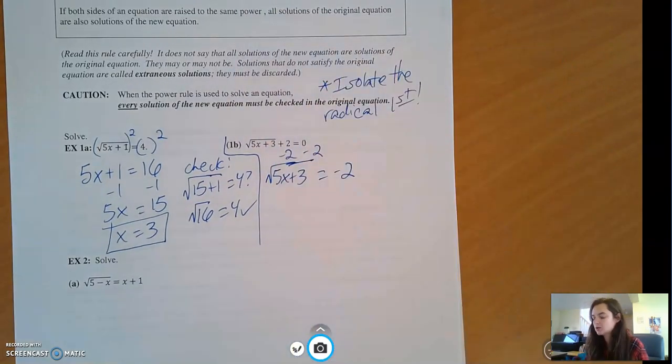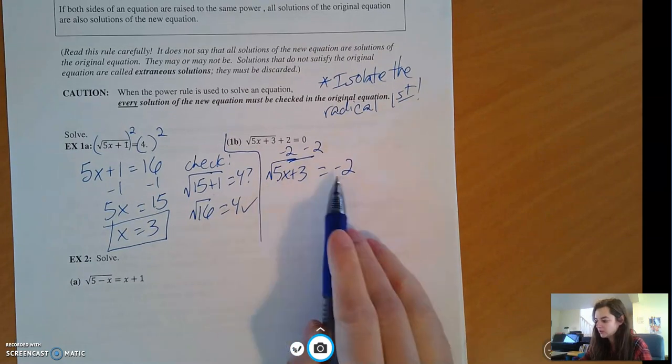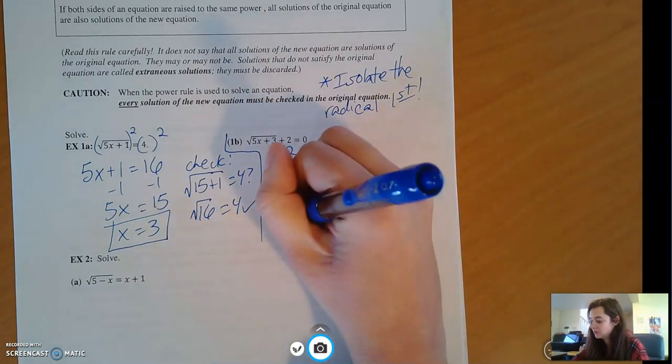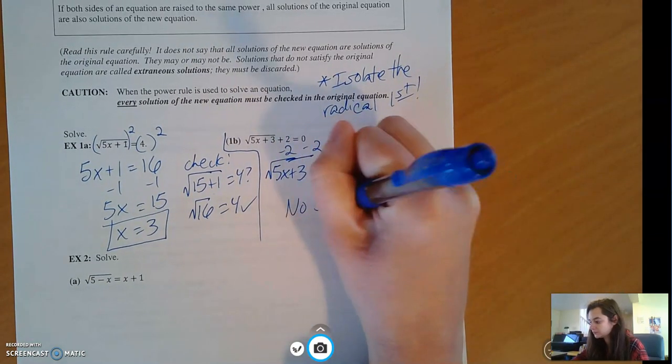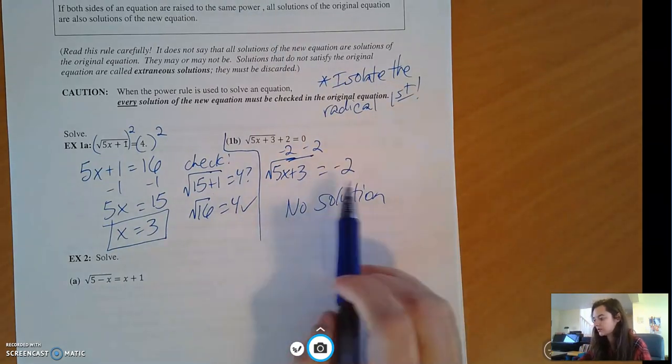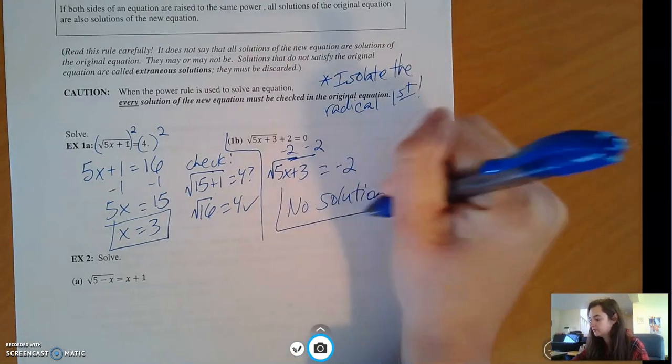And at this point, some sort of alarm bell should be going off in your brain and saying, wait a minute, I have a negative. Can a square root equal a negative number? No. No, it can't. So we can actually stop right then and don't do any more math because it's no solution. So no matter how hard I try, I'm not going to get a square root to equal a negative number.